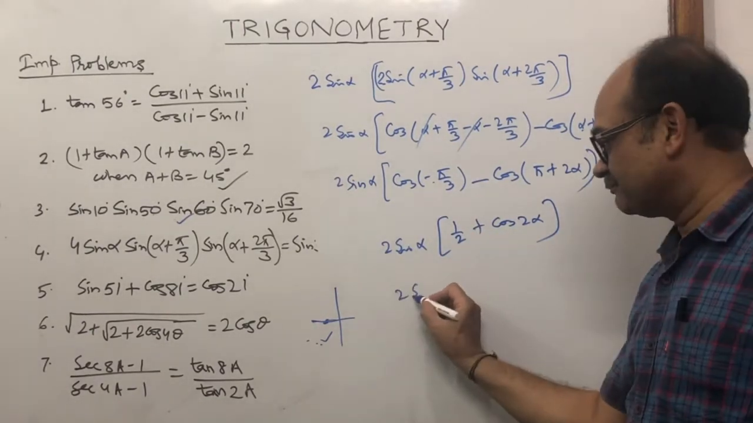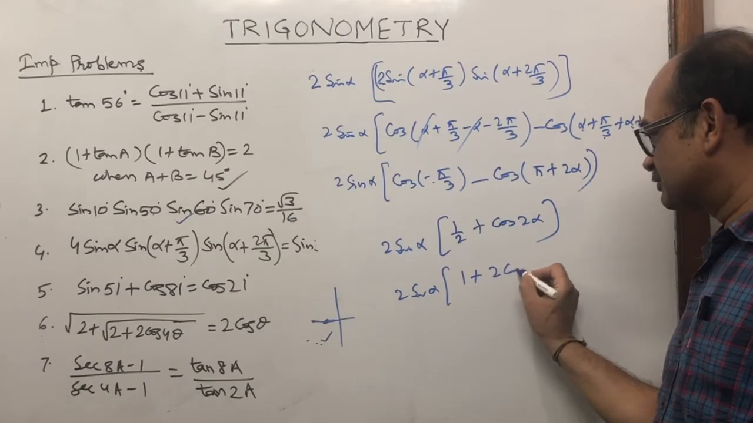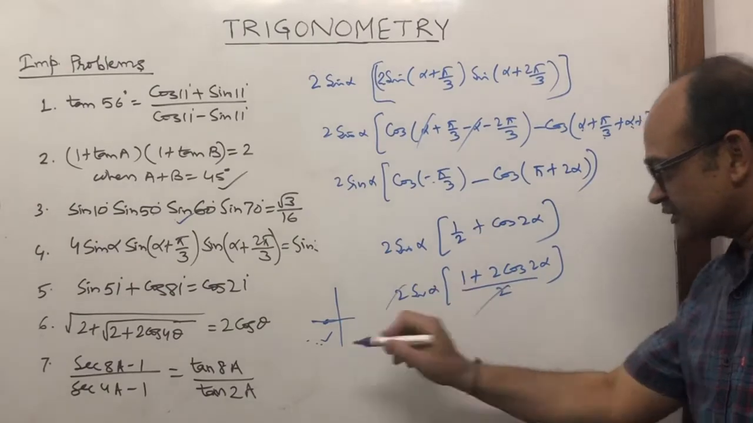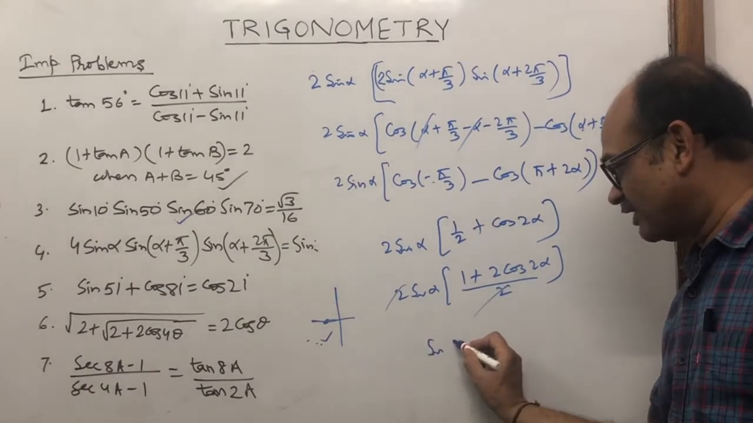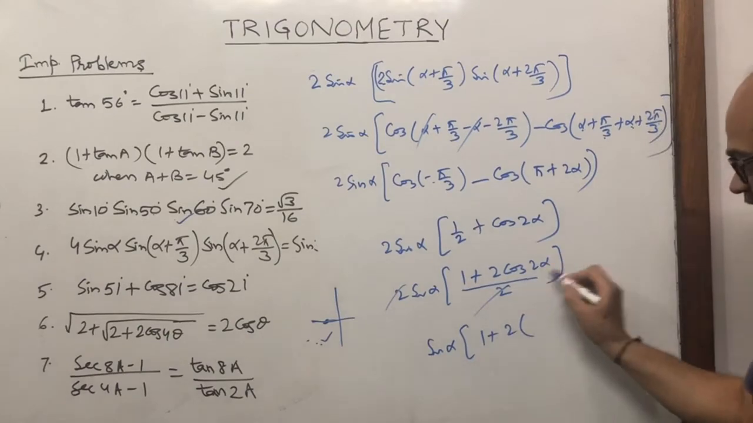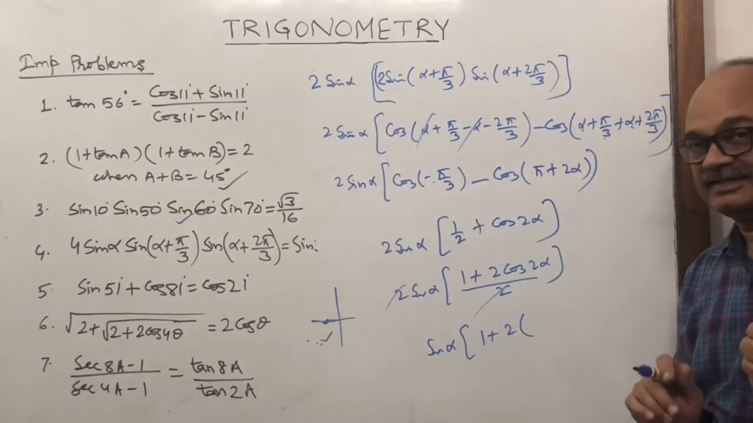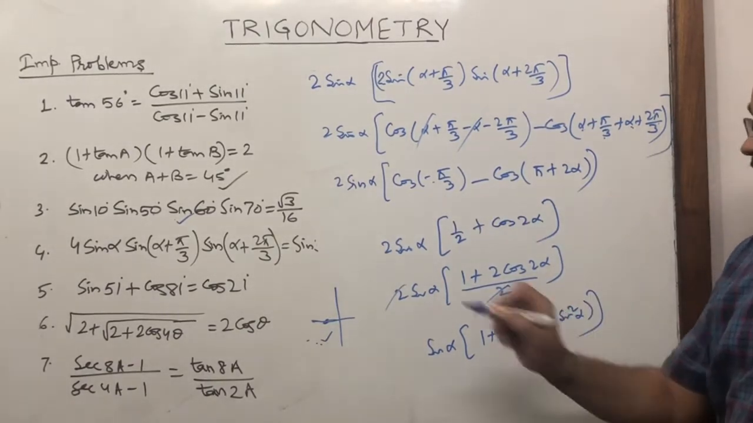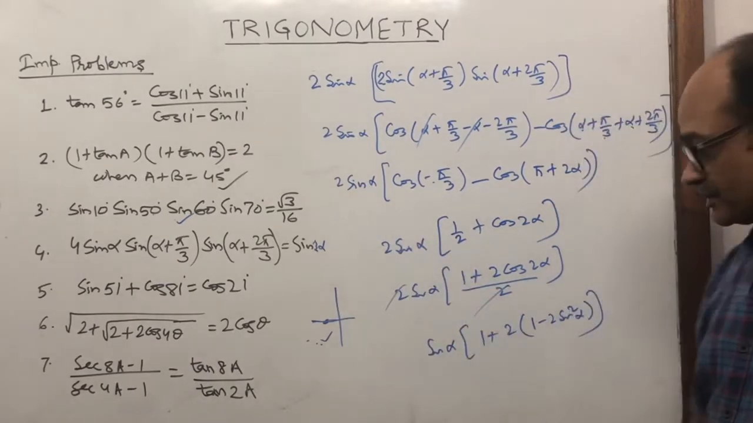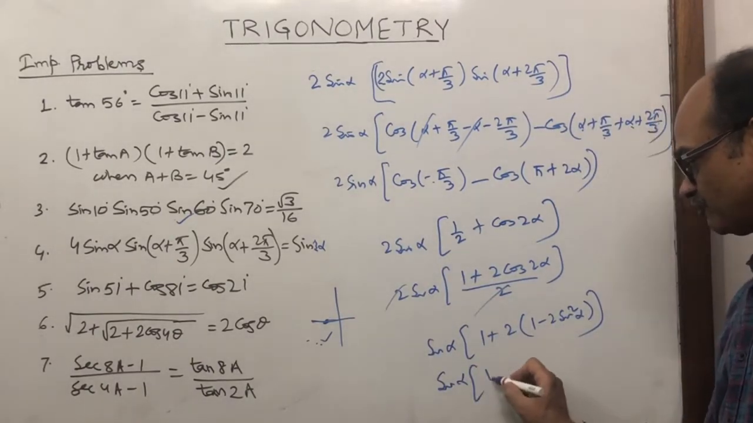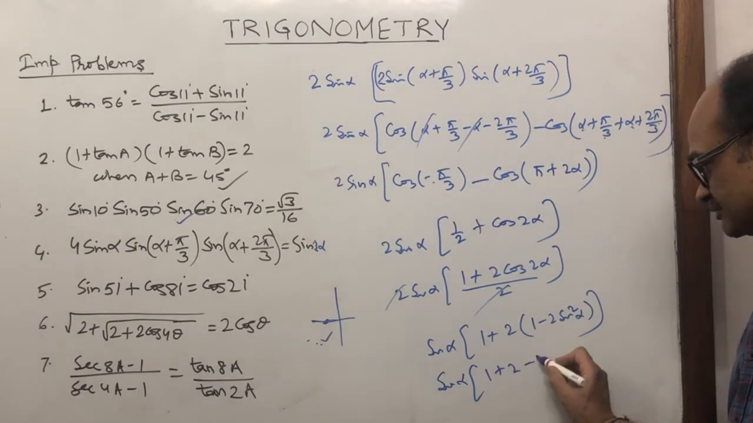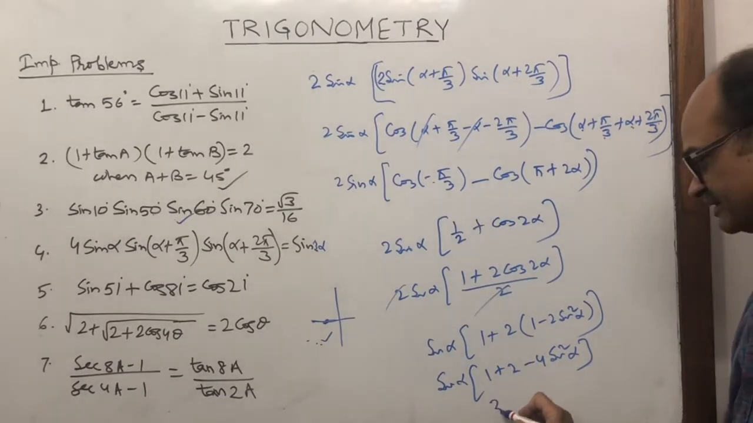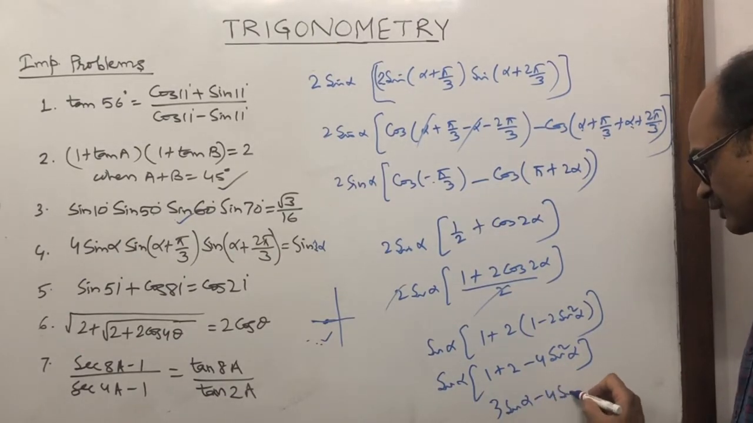Now if you take 2 LCM, what we are getting, 1 plus 2 cos 2 alpha, and here it is 2. This 2 cancels out with this 2. Now sin alpha, 1 plus 2, and the formula of cos 2 alpha in terms of sin, you know very well, 1 minus 2 sin square alpha, because we want our answer in terms of sin 3 alpha. So the last step, sin alpha, 1 plus 2 minus 4 sin square alpha. If we open it, what we are getting, 3 sine alpha minus 4 sine cube alpha.